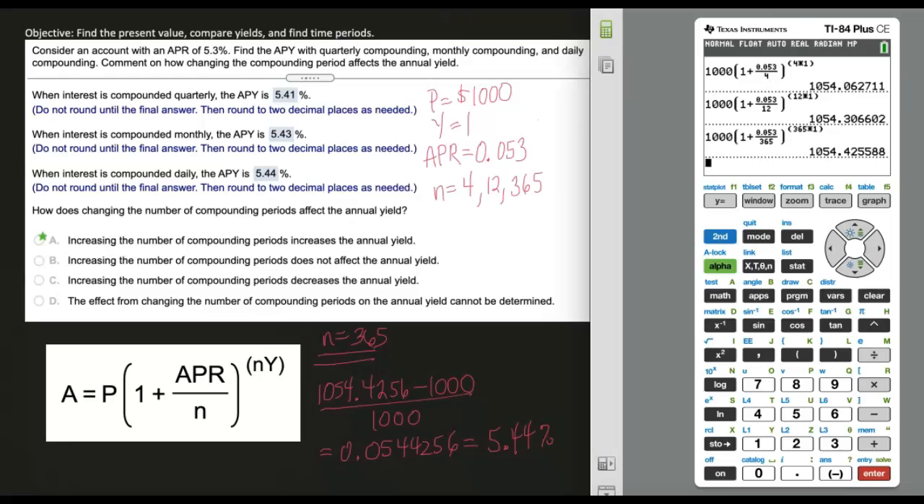So in other words, as we increase the compoundings, from n equals 4 to n equals 12, then n equals 365, notice that the APY also increases. And so that's why choice A is the best answer to describe that situation.